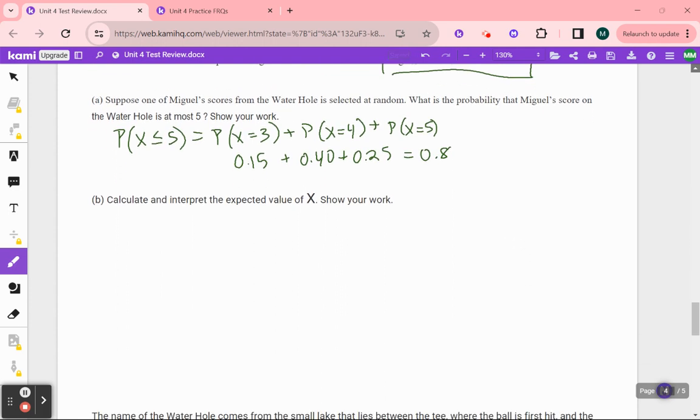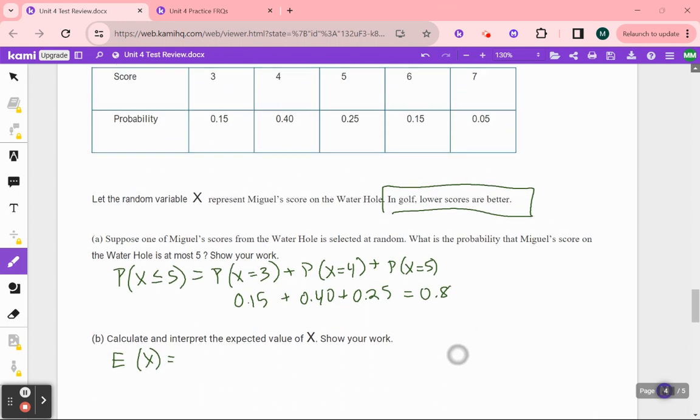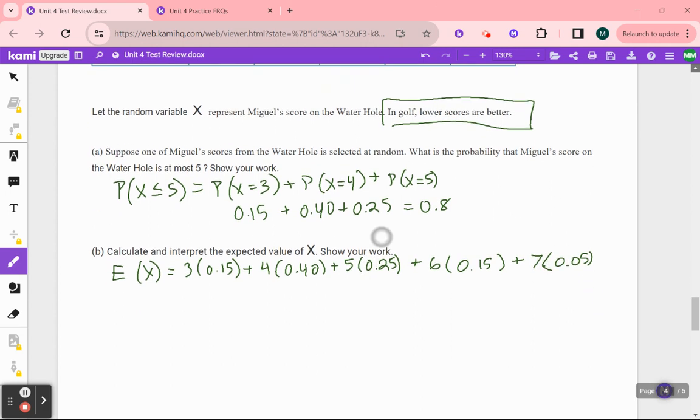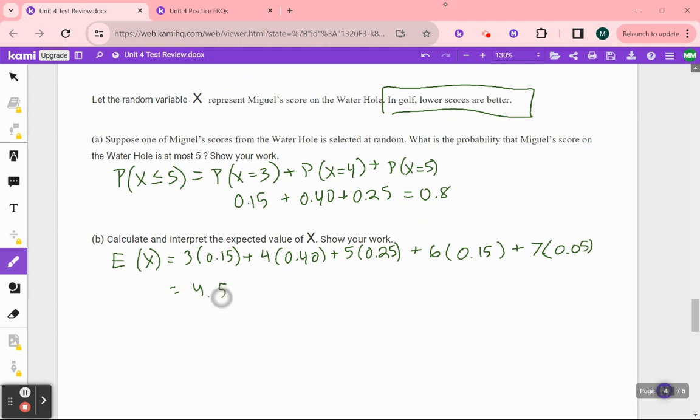And we need to calculate and interpret the expected value of x, and we'll show our work. So the expected value of x, by definition, is going to be equal to the scores multiplied by their respective probabilities and then all added together. So 3 times 0.15 plus 4 times 0.40 plus 5 times 0.25 plus 6 times 0.15 plus 7 times 0.05. And if you put that in your calculator, you get 4.55.